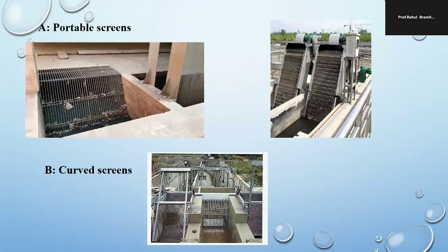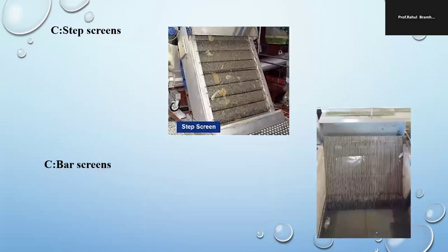Then see in the picture, first is portable screen. So you can see portable screen, then curve screen. These are the portable screen, then curve screen. So this is the type of screens.